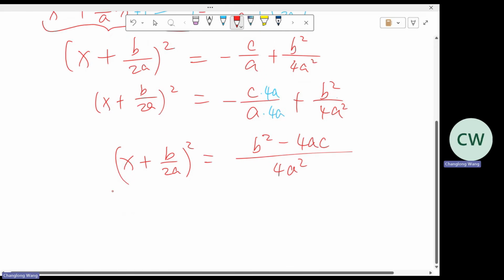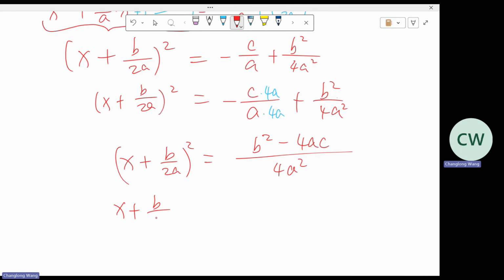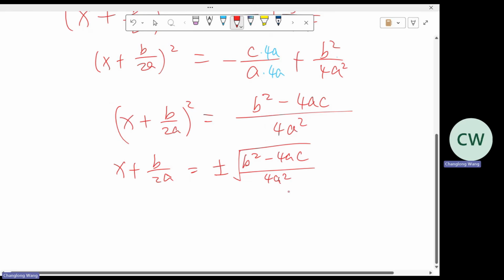Yes, I'm ready to take the square root, right? So on the left-hand side, you get x plus b over 2a. The right-hand side, you get the square root of (b squared minus 4ac) over 4a squared, and never forget the plus or minus. Now, you guys notice that 4a squared is a perfect square. Why would you keep it under a radical? We can simplify it.